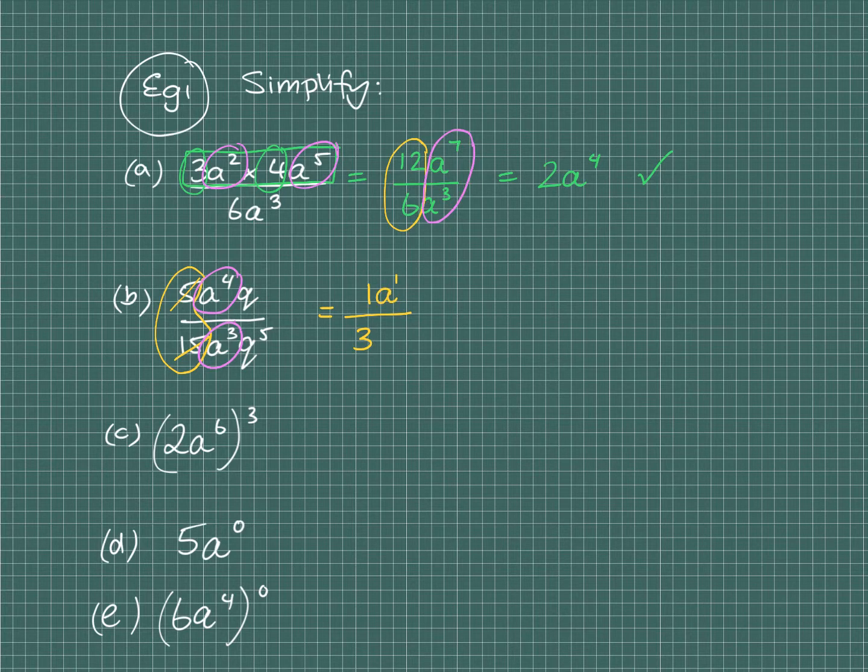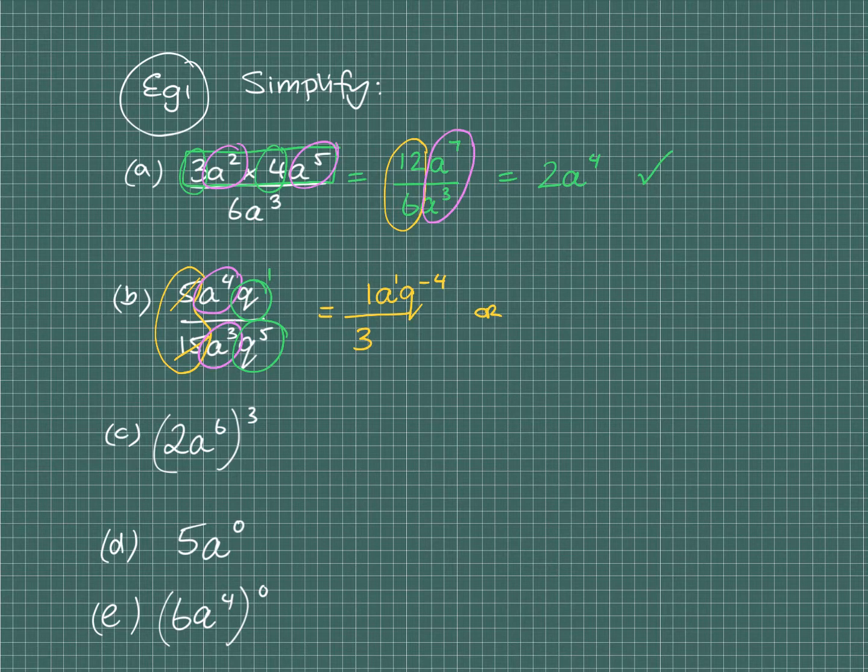We then have the harder one where we've got q to the power of 1 divided by q to the power of 5. Now there's two ways that we could write this, guys. q to the power of 1 minus 5. 1 minus 5 is negative 4. So q to the negative 4. Because again, 1 minus 5 is negative 4. That's the first way we could write this.